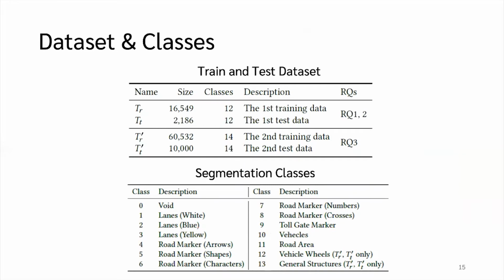Here we use two different datasets with about 16,000 and 60,000 training images and about 2,000 and 10,000 test images. This dataset has in total 14 segmentation classes, for example, lanes and road markers. The void class represents external road structures or unknown objects, which means that it can be relatively noisy because the void class does not have any features.